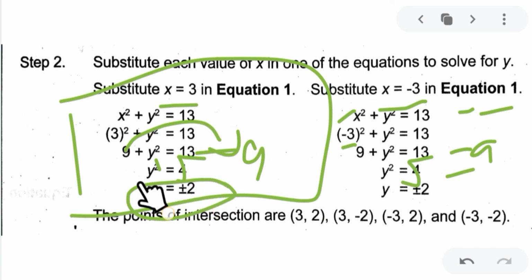Okay, because we have 2 values of y here. And then for x, that is negative 3, then the value of y is 2, then negative 3 again, then negative 2. Because we have 2 values of y. So therefore, we have here 1, 2, 3, 4 points, 4 sets of points.